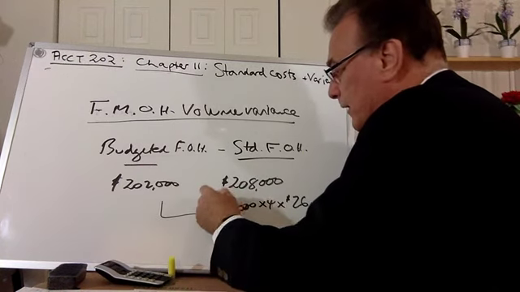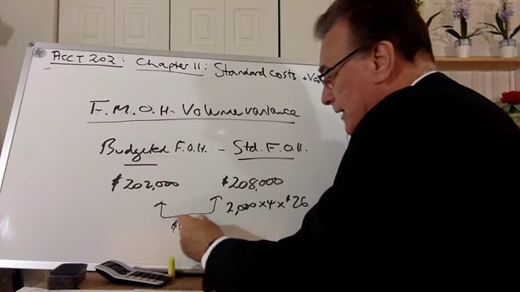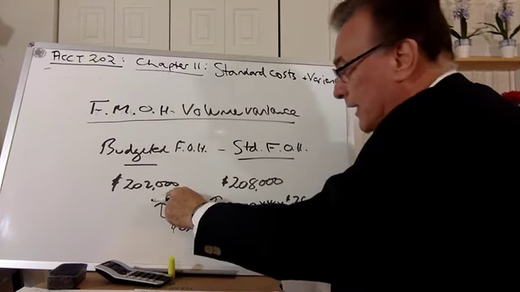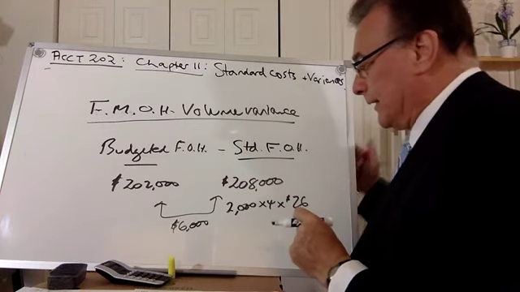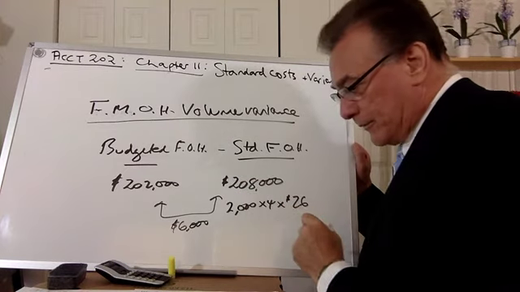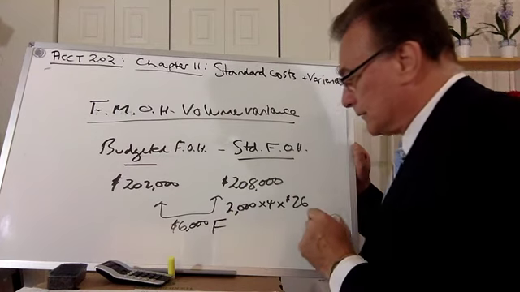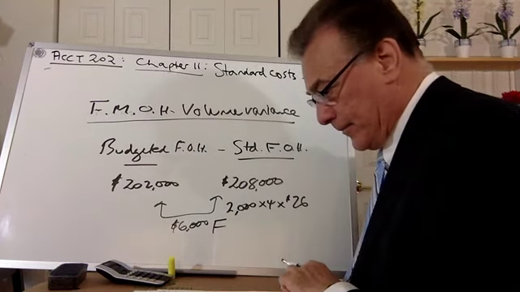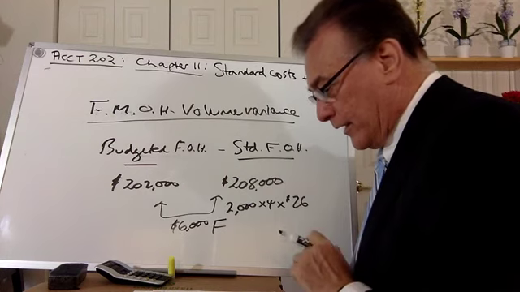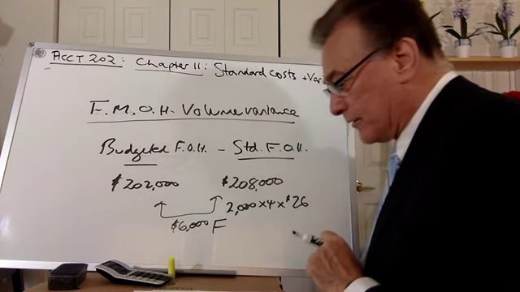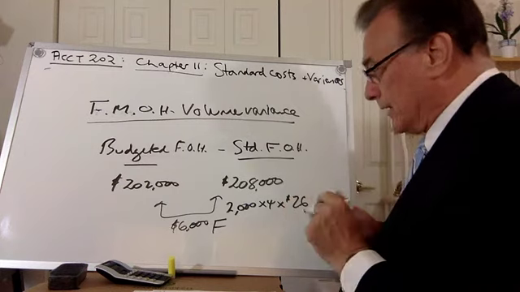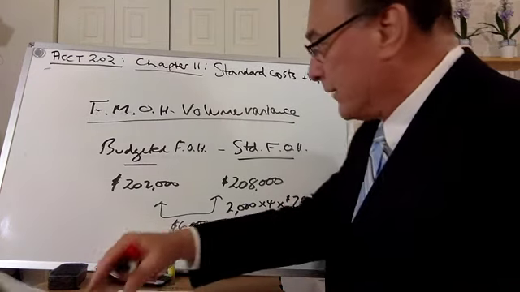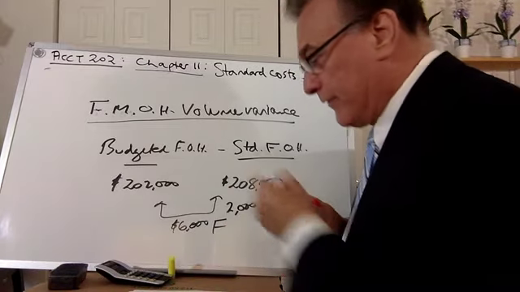So the difference between these two is $6,000. Now, even though you might think, well, that's less than that, so therefore it's favourable. It is favourable, and keep in mind that if the allocated overhead is greater than the budgeted overhead, then it's favourable. Now, that was question 7.